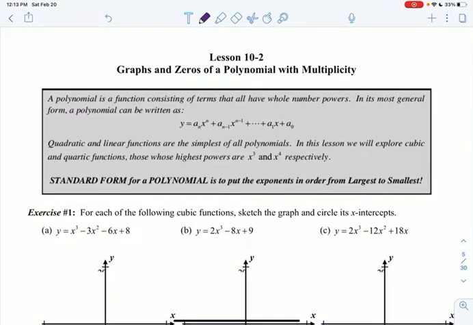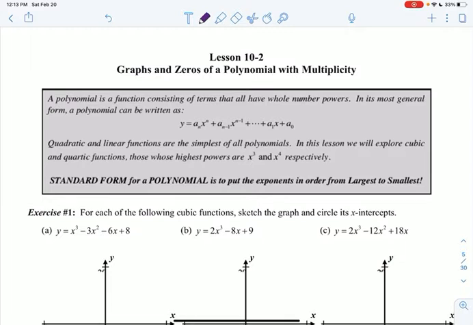Hi Algebra 2, this is Unit 10, Lesson 2, and today we're going to talk more about graphs and zeros of a polynomial with multiplicity. The first thing that they show us is the most general form of a polynomial. I don't want you to worry too much about that.